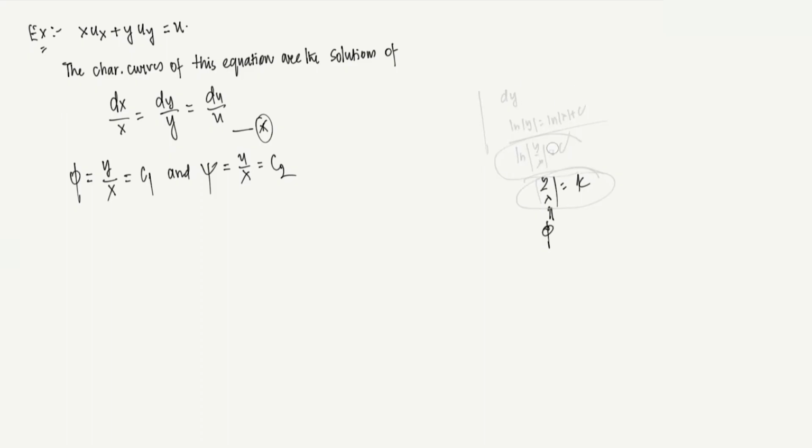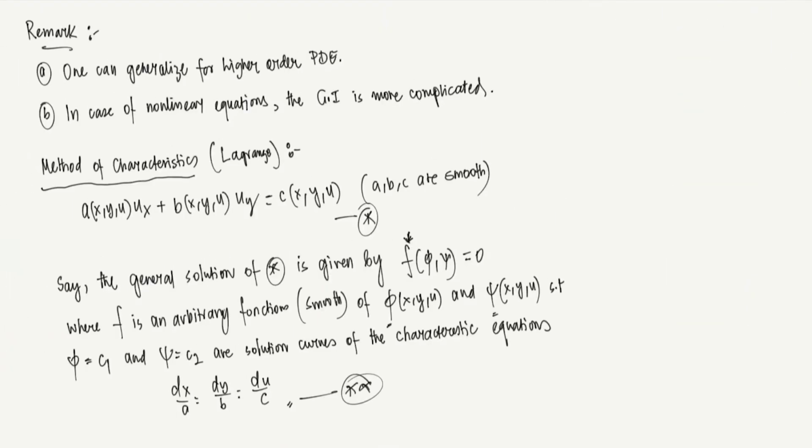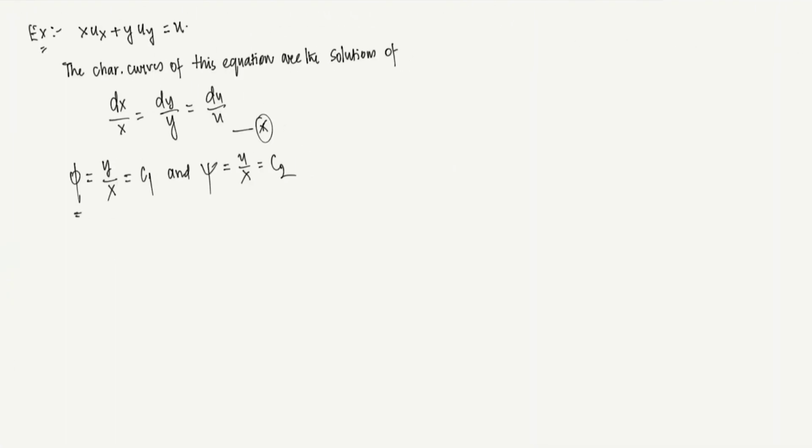So on the characteristic curve, y by x has to be constant. You understand? If I am assuming my capital phi to be y by x, then on the characteristic curve it is constant. We want our phi and psi to be constants along the solution, so along the characteristic curves we want them to be constants. This is exactly what is happening here. This is just a trick way of writing it, where C1 and C2 are arbitrary constants.